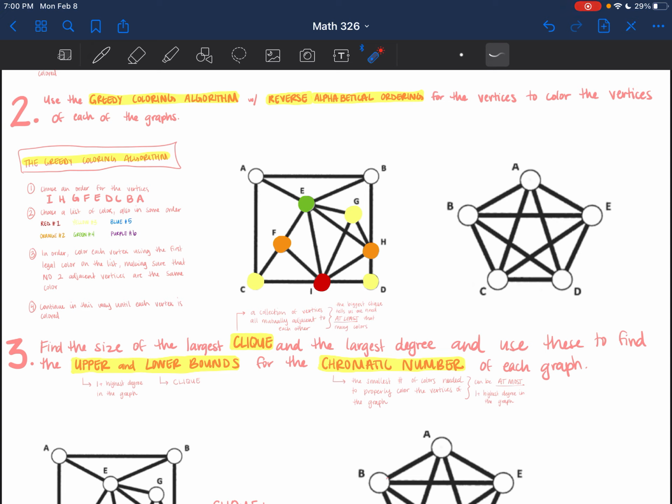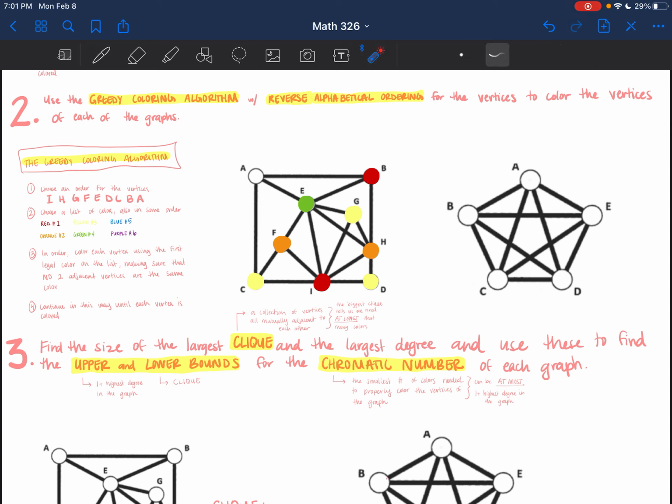Remember, like before, how you might want to say, oh, we can't use green, the next color is going to be blue. Blue is not our first legal color. Red is actually our first legal color. So B is going to be red.